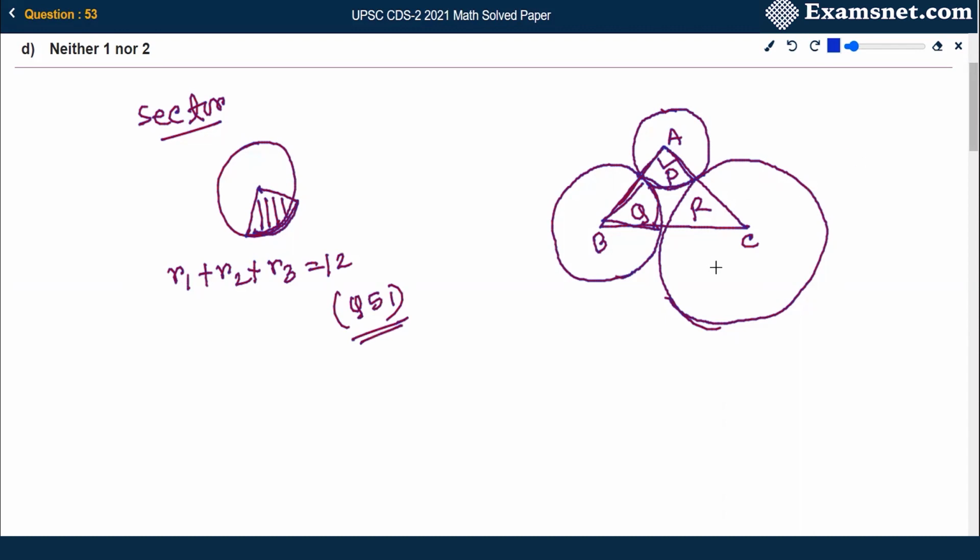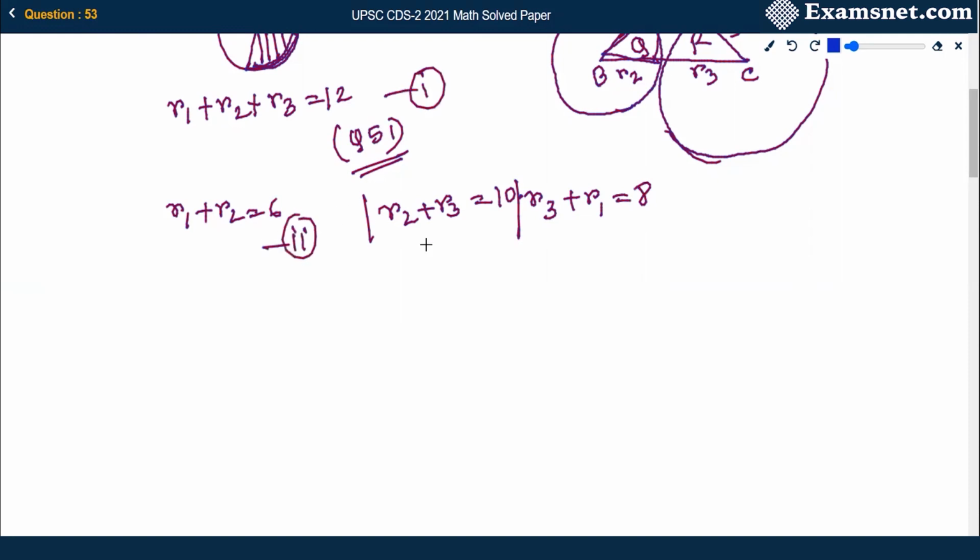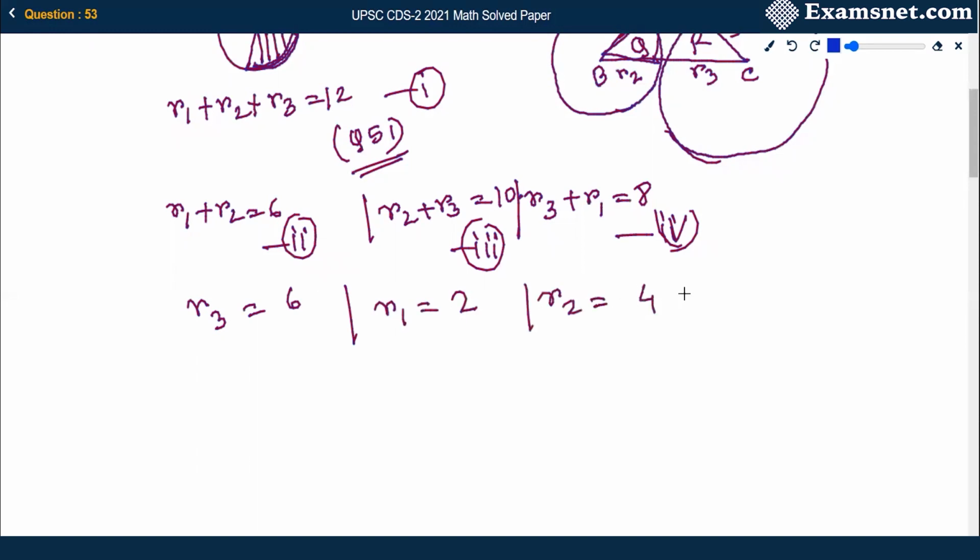Okay, next, from here, so this is R1, R2, R3. That means further we can also write R1 plus R2 is 6, R2 plus R3 is 10, and R3 plus R1 is 8. So let's name them equation number 1, 2, 3, and 4, right? If we do subtraction from one at a time, like from the first 2, then 3, 4, we will get first R3, that is 6, next R1 is 2, and R2 is 4 centimeter. Let me write the unit here.